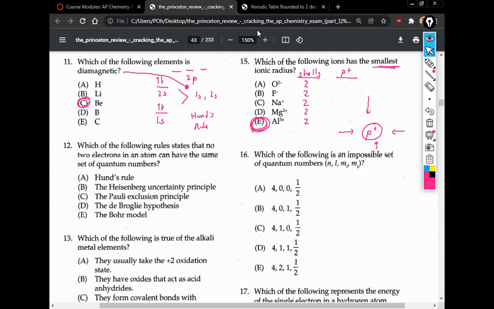Okay, let's go over the answer. The thing that you guys need to remember here is that the ML value always has to be smaller than the L value. If you don't remember, you need to review the quantum number rules. If you take a look at this, is there an option where the ML is bigger than the L value? Yeah, B. So your answer is B.